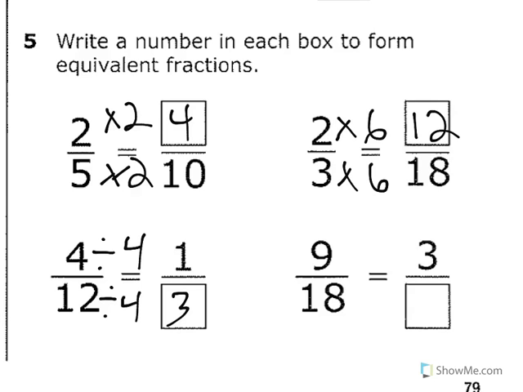And the last one, 9/18. Okay, to go from 9 to 3, I'm going to have to make it smaller. That means I've got to divide it. 9 divided by 3 equals 3. So I need to do the same thing to the denominator, divide by 3. And 18 divided by 3 is 6. So 3/6 is equivalent to 9/18.